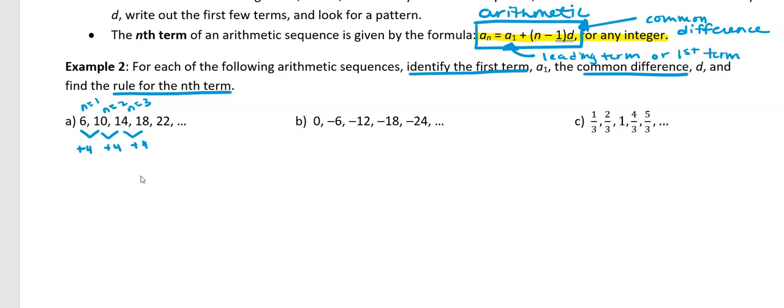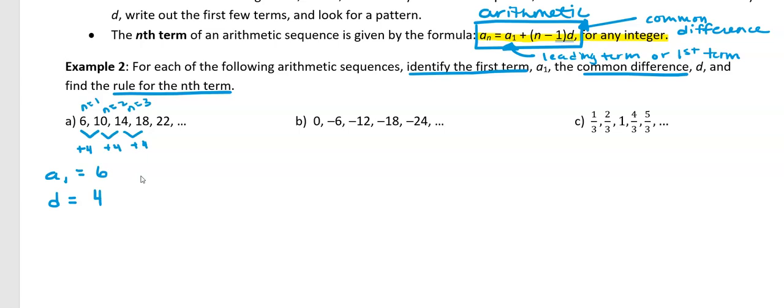So to start with our first task, we need to identify the leading term. That's our a sub 1. So our leading term, according to our notes up here, is 6. We also need to determine what our common difference is. So our common difference is what we added or subtracted to each of these. So that's going to be a positive 4. So our d value is going to be 4.